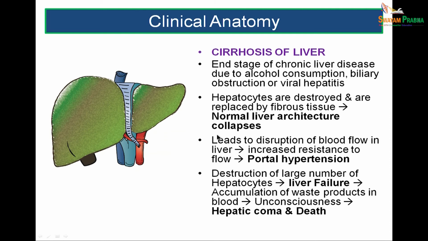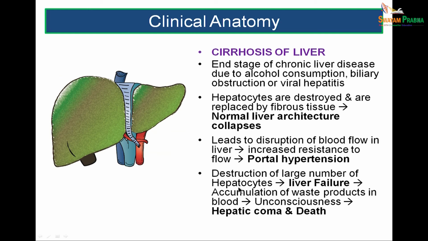It leads to disruption of the blood flow in the liver and resistance to the flow, leading to a condition we call portal hypertension. So, the portal vein which drains into the liver can no longer drain easily because of scarring and fibrosis, and the pressure in the portal vein increases, and this leads to many more complications.